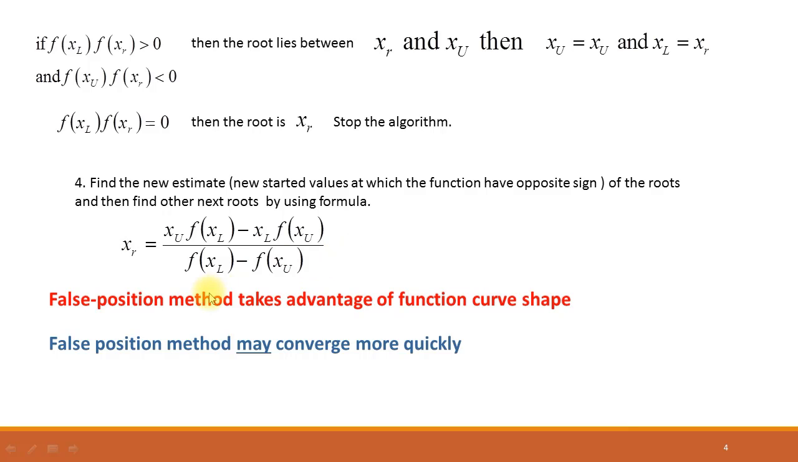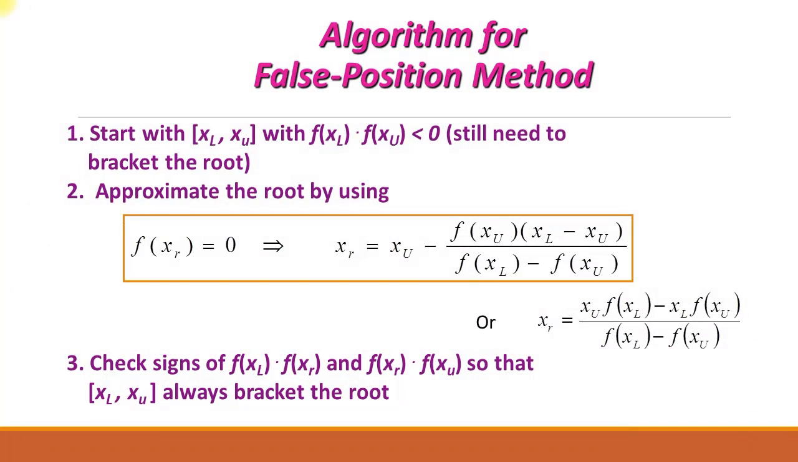So dear students, the false position method takes advantage of the function's curve shape, and the false position method may converge more quickly as compared to the secant method. Now the algorithm for the false position method. These algorithm steps I have already told you in the previous slides. Now again I would like to tell you the algorithm in short steps.